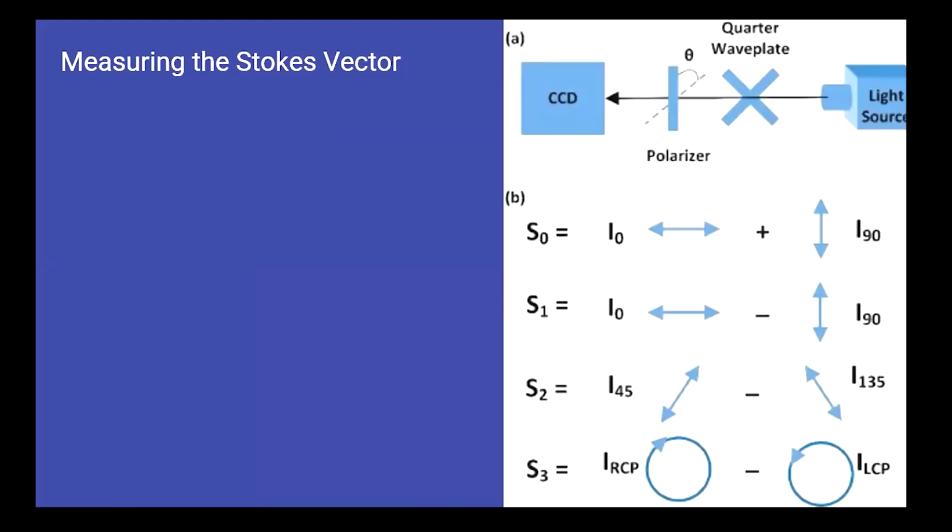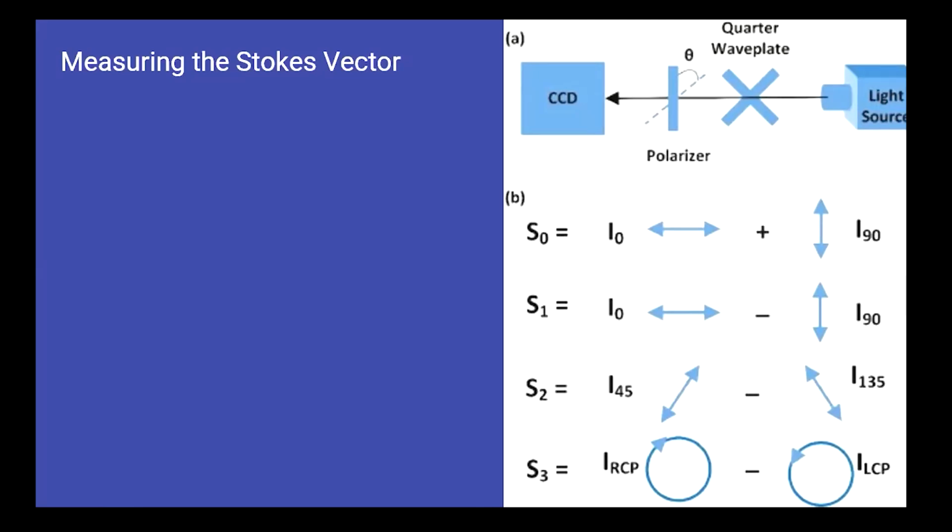The interpretation is that the first term just gives you the total power. This is just a normalization term. Then the first term S1 in this Stokes vector is how much more horizontal than vertical it is: the power in the horizontal minus the power in the vertical.